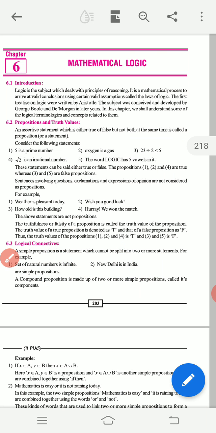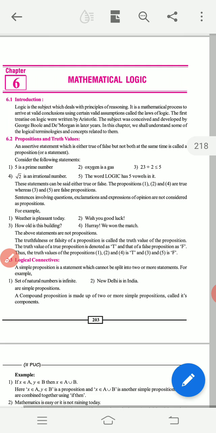Suppose consider examples here. Example 1. Weather is pleasant today. Weather is pleasant today means we cannot predict the statement is true or false. Suppose one day may be pleasant. Today means we can consider any day, Sunday, Monday, Tuesday. We cannot predict exactly. Sometimes this statement is true and sometimes this statement is false. Therefore, we cannot predict either true or false. Therefore, it is not a proposition.